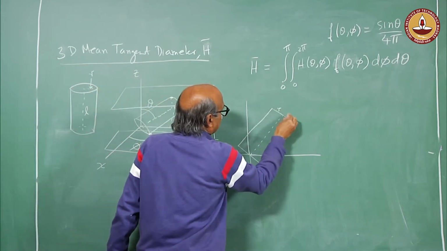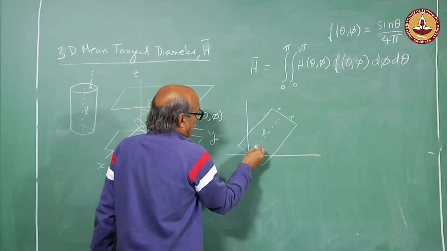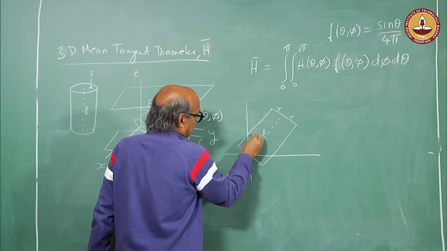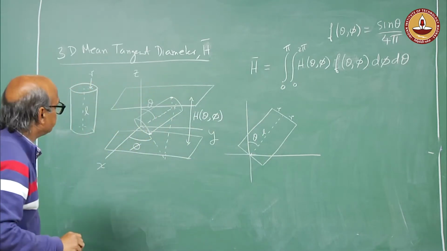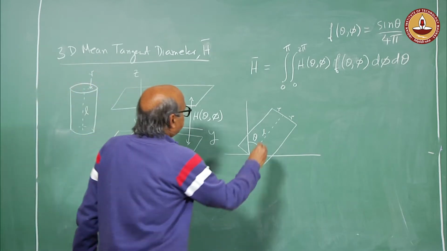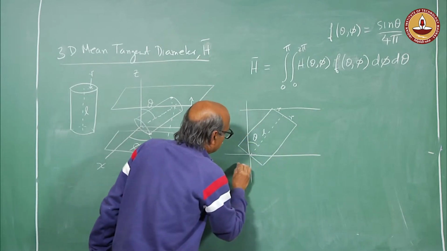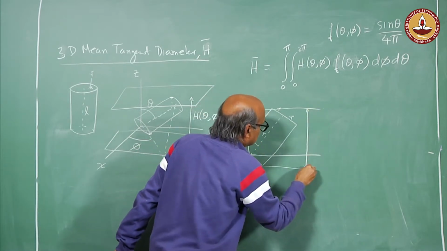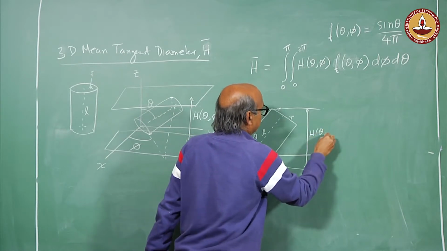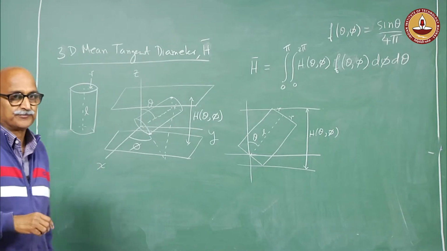So, I will get this is r, this is L, this angle is theta, okay. And the tangent planes would appear as lines in this 2 dimensional drawing, and the distance between these 2 lines is h theta phi, okay.